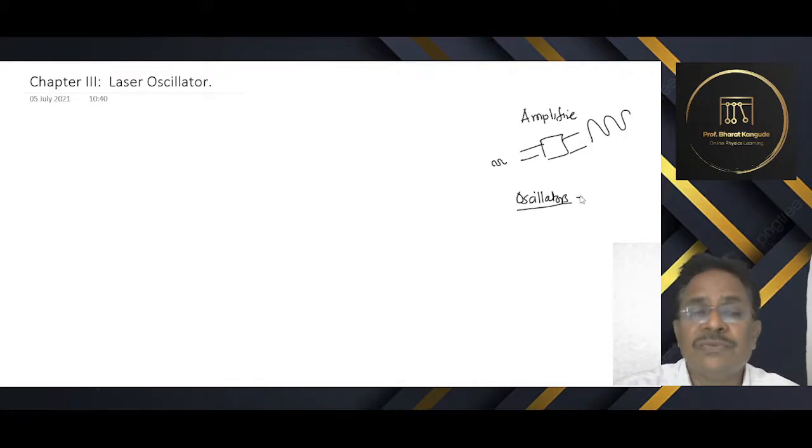Now these things we are going to discuss in terms of laser. Laser oscillators are basically optical oscillators. We are giving a small signal at one end and we are getting a big signal or big output at the other end. That operation is called amplification.